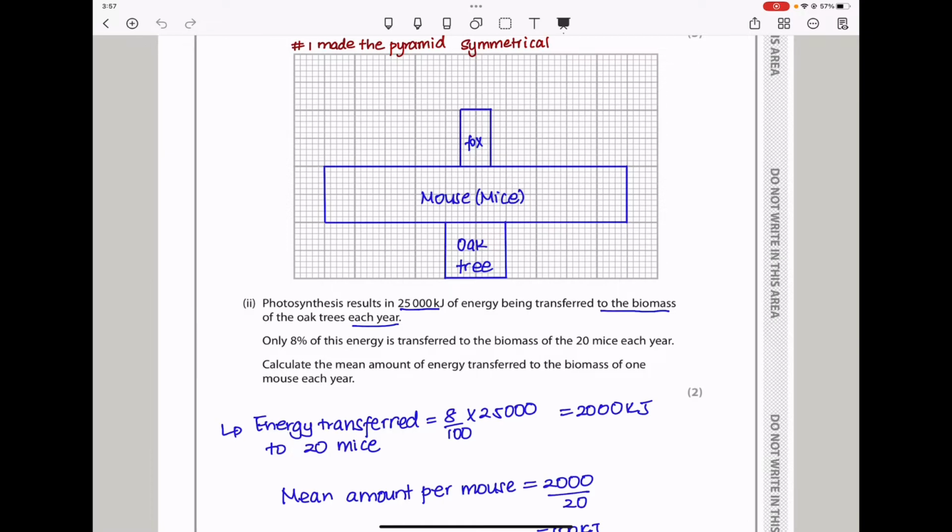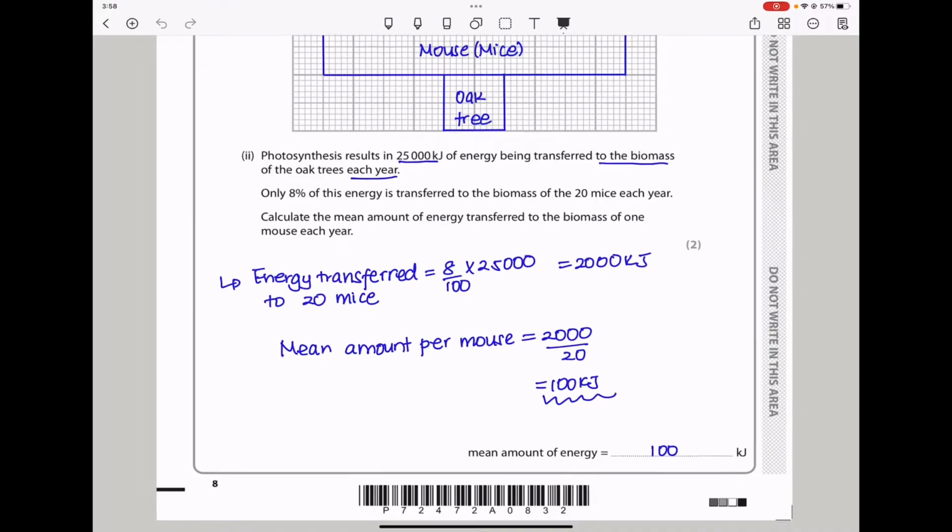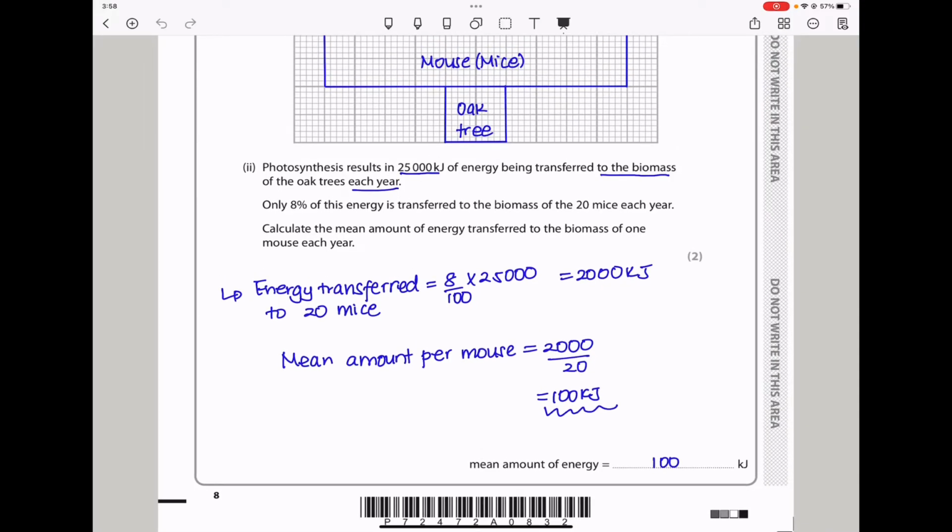Down here they say, photosynthesis results in 25,000 kilojoules of energy being transferred to the biomass of the oak tree each year. Only 8% of this energy is transferred to the biomass of the 20 mice each year. Calculate the mean amount of energy transferred to the biomass of 1 mouse each year. So 8% of this is transferred to all the 20, meaning 8 over 100 times 25,000 gives us that. Now for each mouse, I have to divide that by 20, giving me 100 kilojoules of energy that is transferred per mouse per year. Moving on.